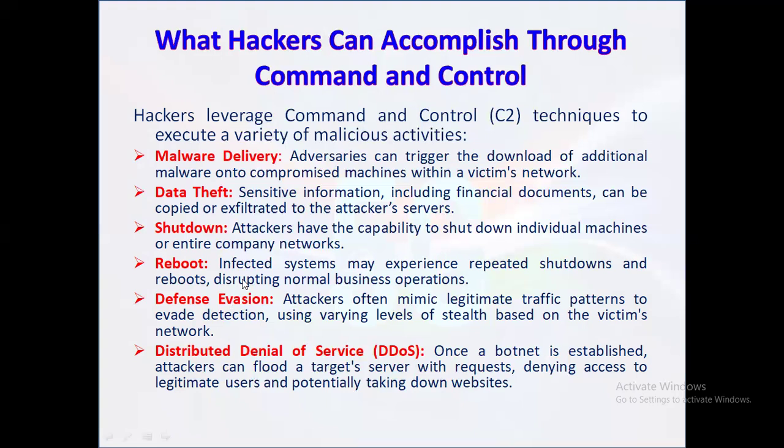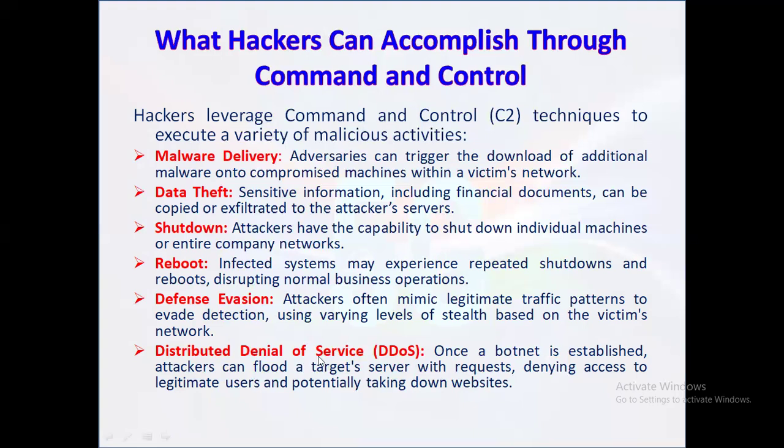Next, reboot. Infected computers may experience sudden and repeated shutdowns and reboots, which can severely disrupt normal business processes. This tactic can create chaos and impede the ability to conduct operations efficiently. Next, defense evasion. To avoid detection, adversaries often disguise their malicious activities as normal, expected network traffic. By doing so, they can operate with varying levels of stealth, successfully bypassing security measures in place.